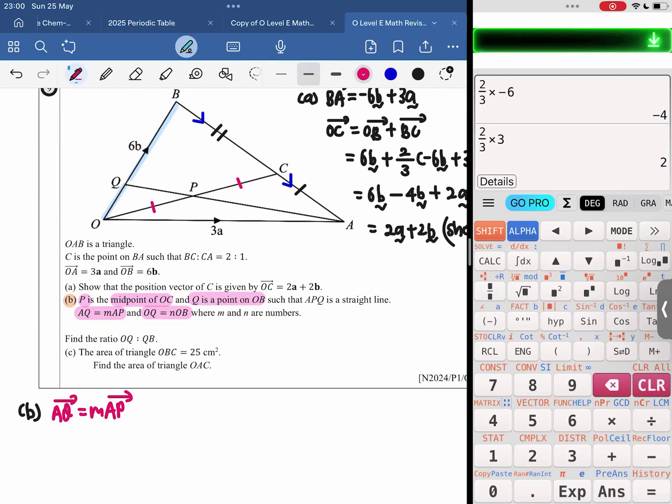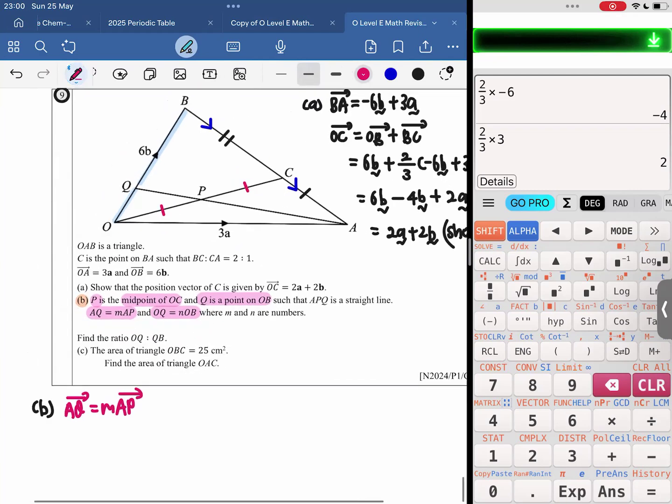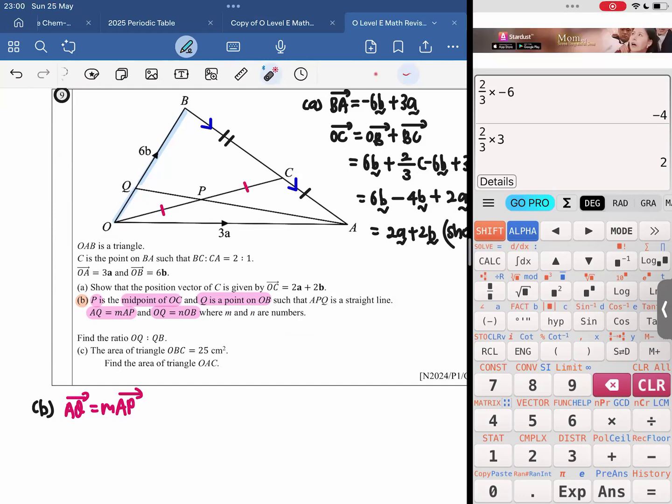It can be a number, can be a fraction from here. Okay, let's do a little bit of substitution, or let's try to find the vector. So we look at AQ. Where's AQ? Oh, AQ is here. Correct or not? Let's think of how to get to AQ. AQ can be AO and OQ.